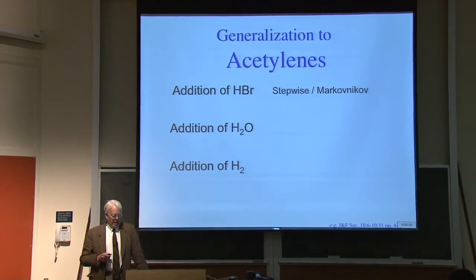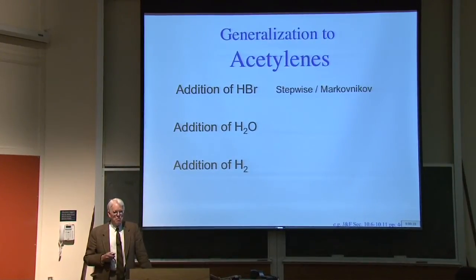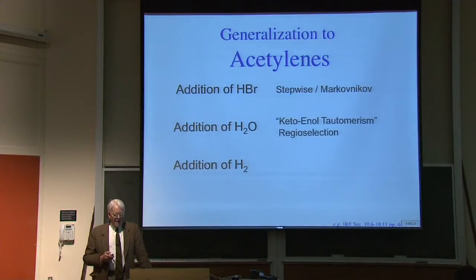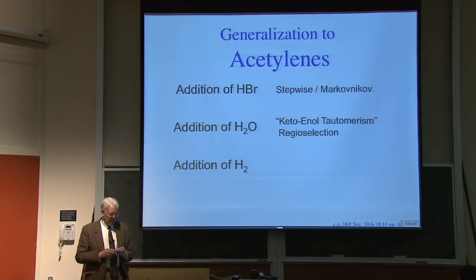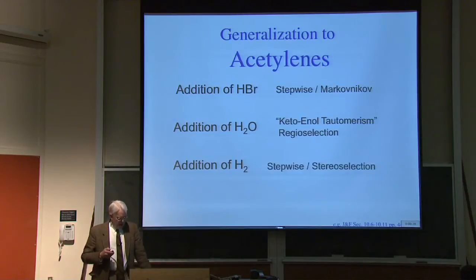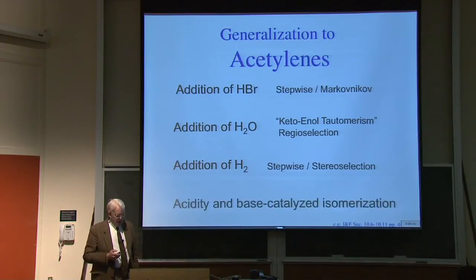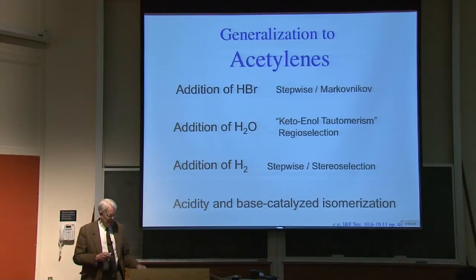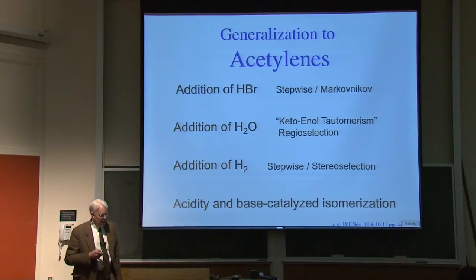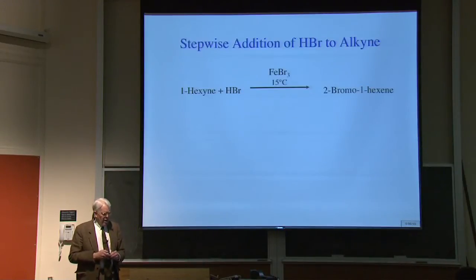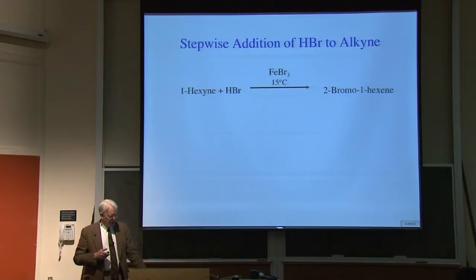HBr, we already mentioned this, but I'll go over it again, stepwise addition, but Markovnikov. The addition of water, we see the possibility of keto-enol tautomerism and regioselection, as in alkenes. And then in H2, there's a question of a stepwise addition, one multiple bond and then the other, and the question of stereoselection. And finally, some stuff about acidity and base catalyzed isomerization of acetylenes, which you'll see are much more acidic than alkenes are.